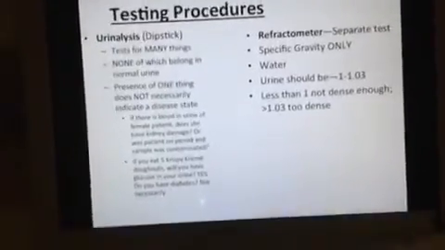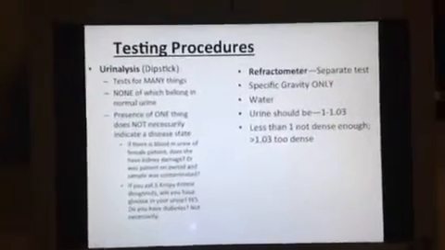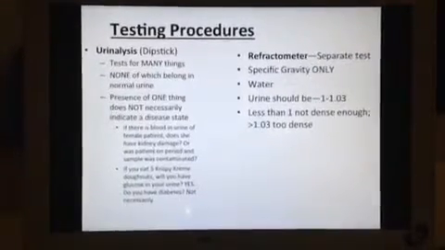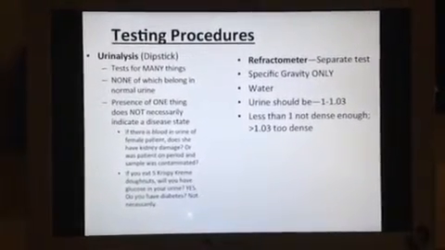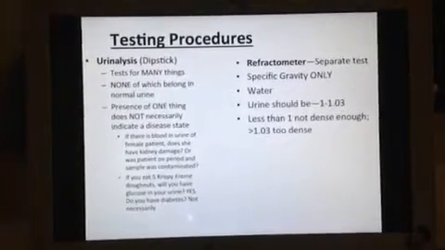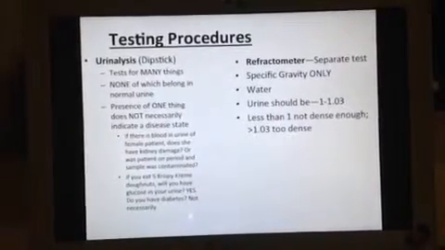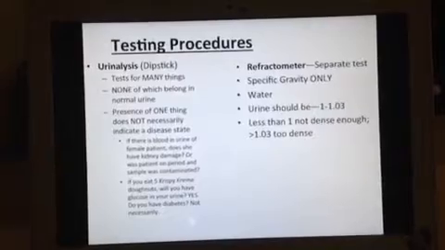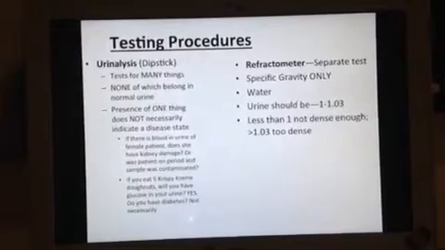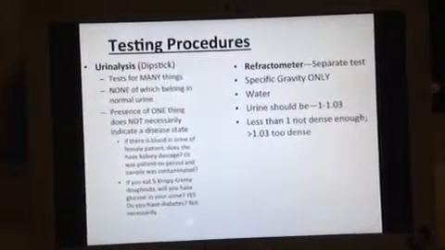What kind of tests can we do with urine? Well, we can use something called a refractometer, which is its very own test, and it only tests for one thing, which is specific gravity. And specific gravity is really the same as density, but we're talking about a liquid substance and its density. So they designated water as being a specific gravity of 1. And by definition, 1 ml, milliliter, or 1 cc, those are the same thing, of water weighs 1 gram.